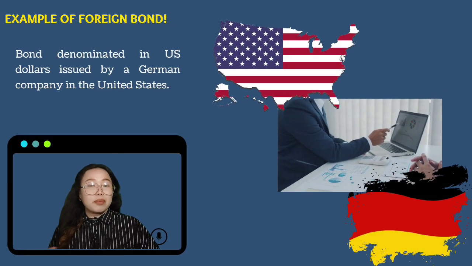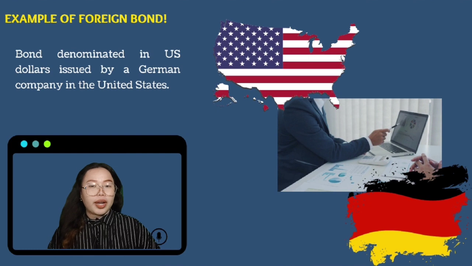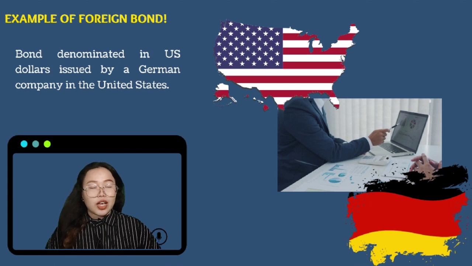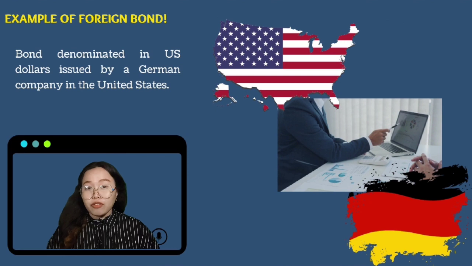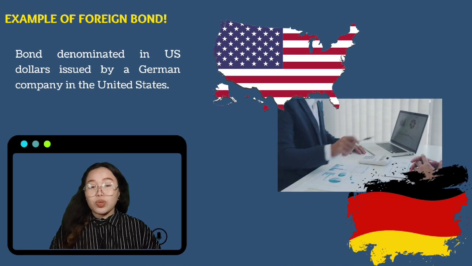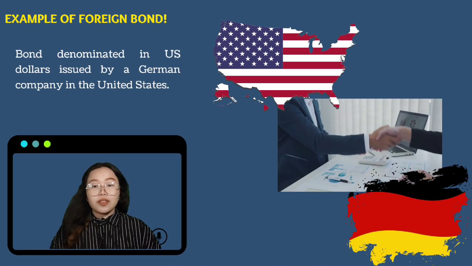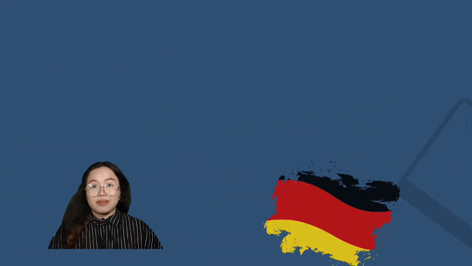Here is a simple example of a foreign bond: a bond denominated in US dollars issued by a German company in the United States. We can see here that the German company is the one who offered, or sold, its bond to the United States. So the currency that has been used is the currency of the United States.